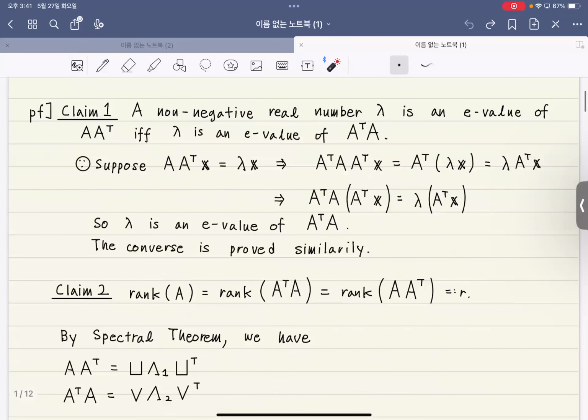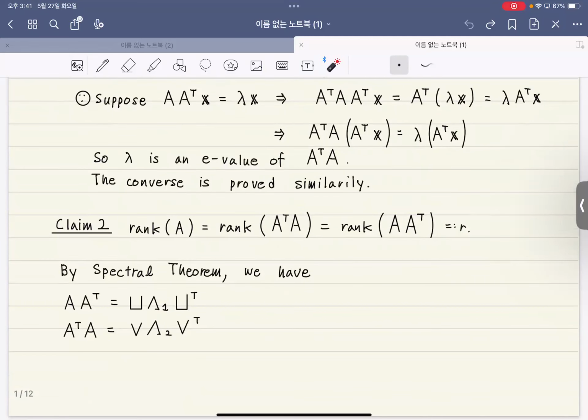And claim number 2. Is it obvious? Well, it is not that obvious, but we have already discussed this theorem a long time ago, so I won't spend much time explaining it again. Let me just take this for granted. These three matrices, A, A transpose A and A A transpose, all have the same rank. I'm going to simply say the rank is R.